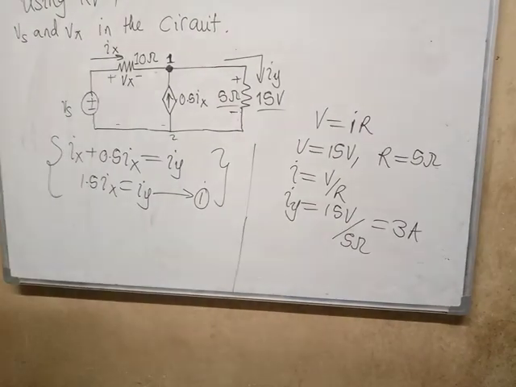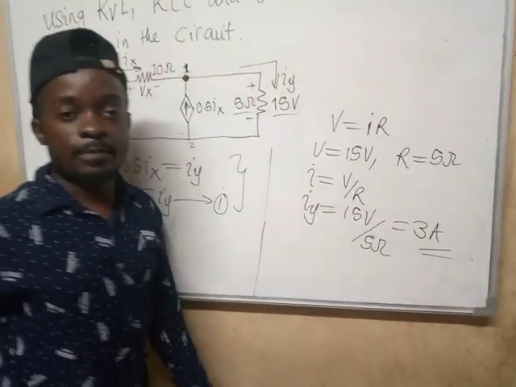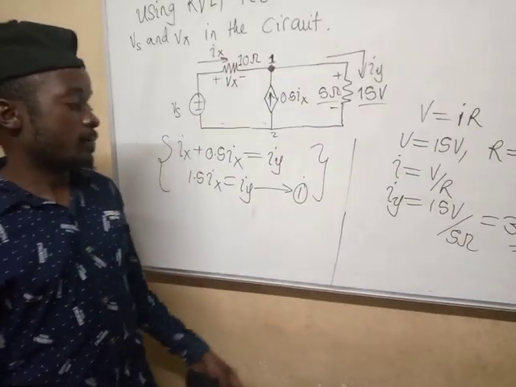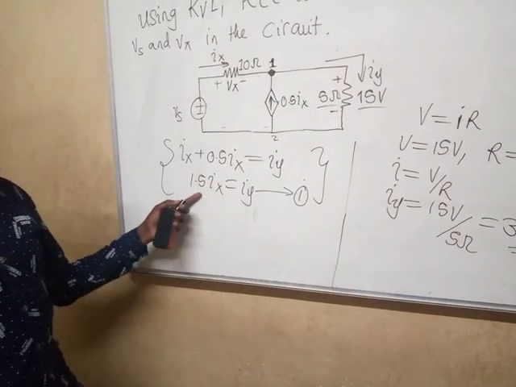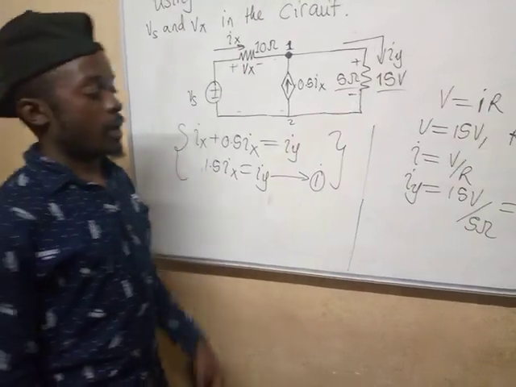So I am getting 3 amps as the current. So this is the current. So I am getting 3 amps as the what? The current. But I also need to come up with a value of what? IX.